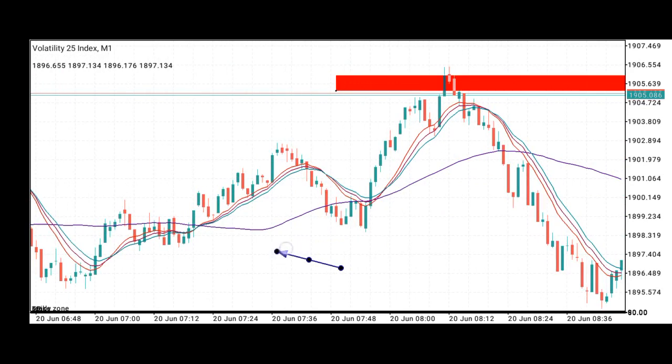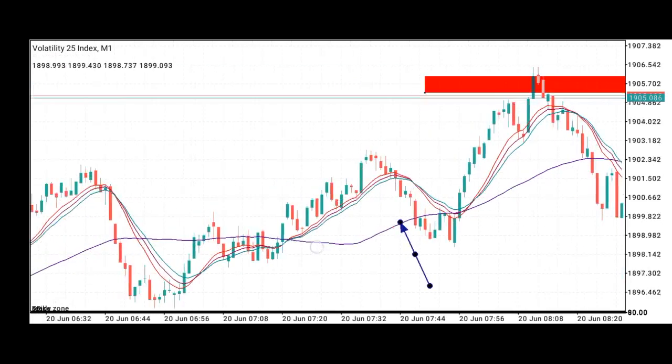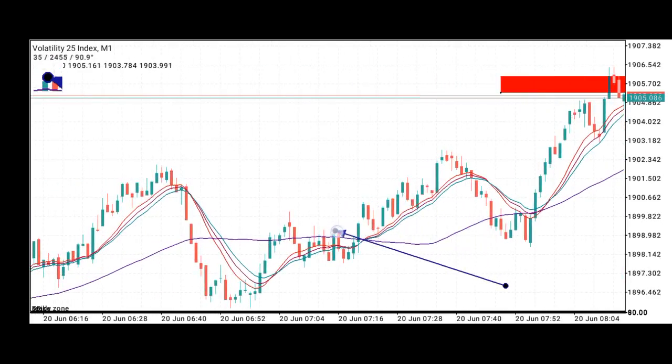Now look at this. The candlestick closes here. It closed below the three. You just sell, take some pips, then it closes above again. You buy, take some pips. You see, it works. The strategy has been working marvelously for me.